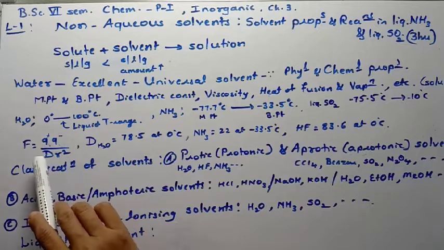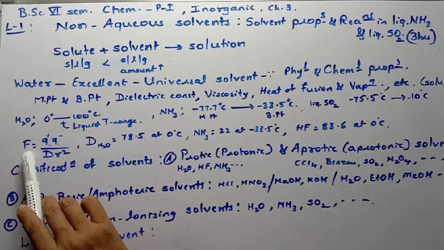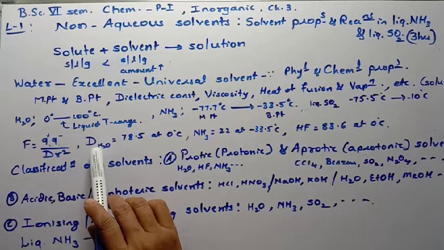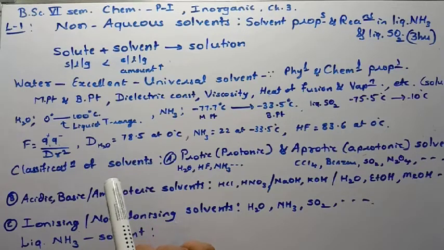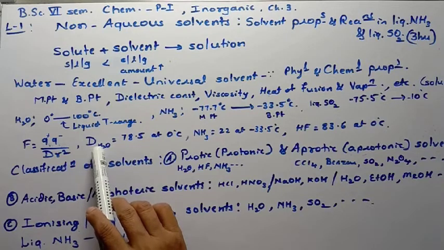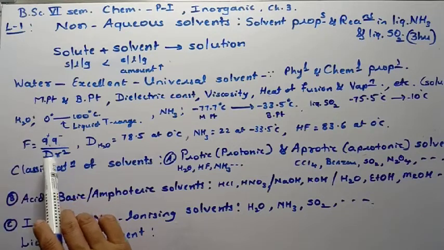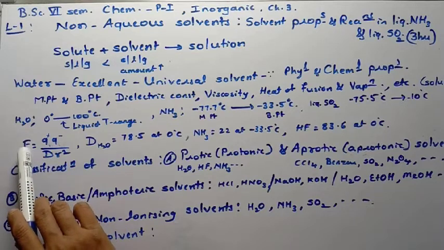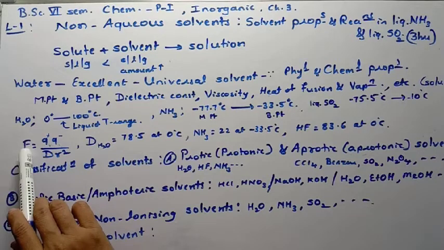Now, if D is high, meaning the dielectric constant is high, then the force of attraction between the oppositely charged ions of the solvent is less. When the dielectric constant is more, it separates, or keeps, the ions of the solvent away from one another. So force of attraction and dielectric constant are inversely related. If the force of attraction is greater, the dielectric constant is less, and if the dielectric constant is greater, the force of attraction is less.